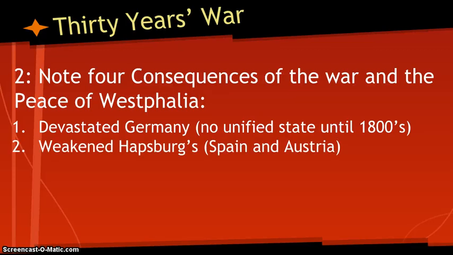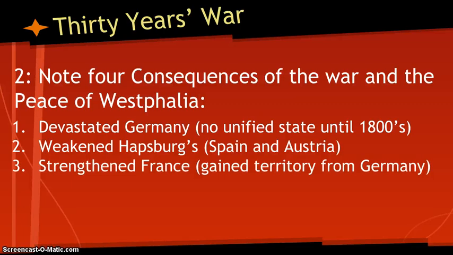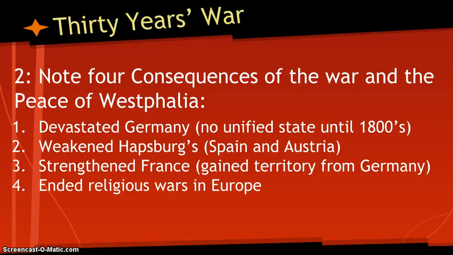Another consequence was that the Habsburg dynasty was weakened. Now remember, the Habsburgs rule over Austria. They also have control in Spain. And Spain and Austria, both Catholic countries, were both severely weakened by this war. Another consequence is that France gained strength at the expense of the Habsburgs. They gained some territory in the Holy Roman Empire, modern-day Germany, and they became a stronger country as a result of this war. And finally, this was the last major religious war in Europe.